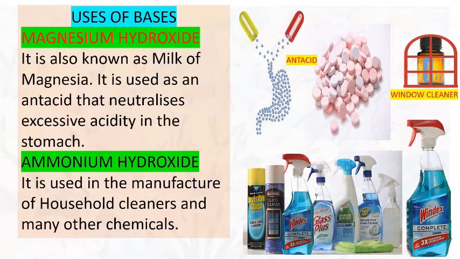Magnesium hydroxide. It is also known as milk of magnesia. It is used as an antacid that neutralizes excessive acidity in the stomach. Ammonium hydroxide. It is used in the manufacture of household cleaners and many other chemicals.